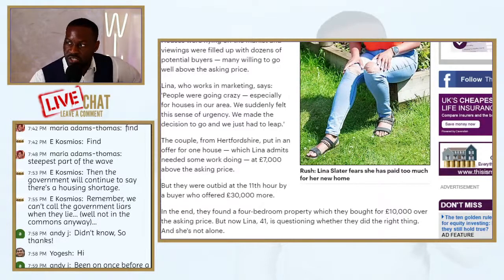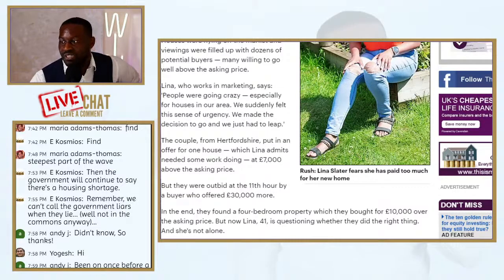Flying off the market, viewings were filled up with dozens of potential buyers, many willing to go well above the asking price. Lena, who works in marketing, says people were going crazy, especially for houses in their area. Check this out. If I say people are going crazy and I start doing what people are doing, what does that mean I'm doing? Think about it.